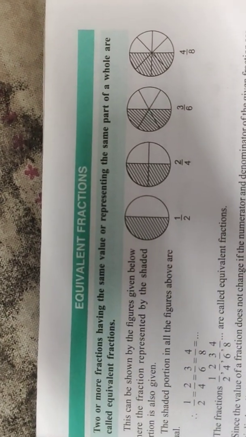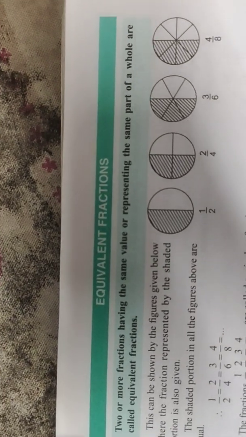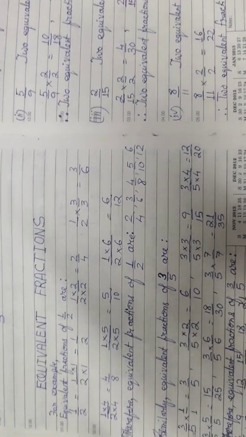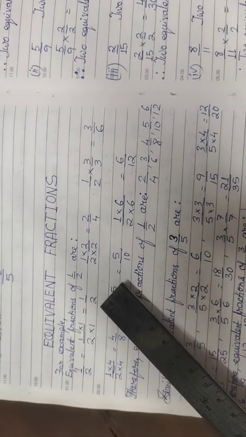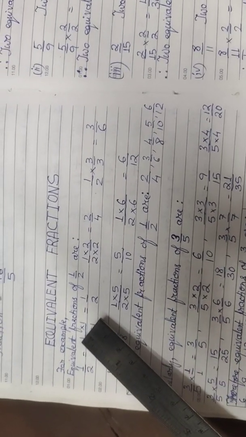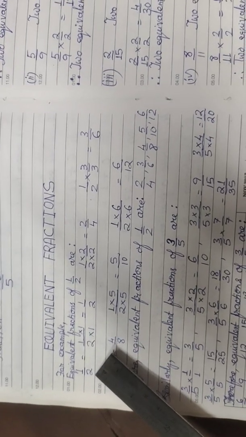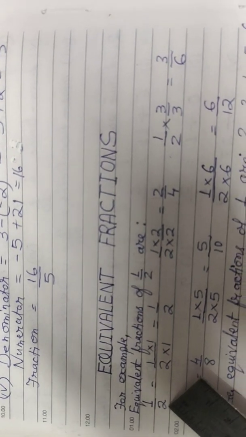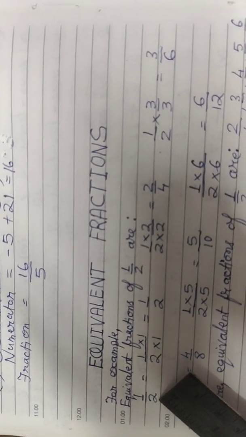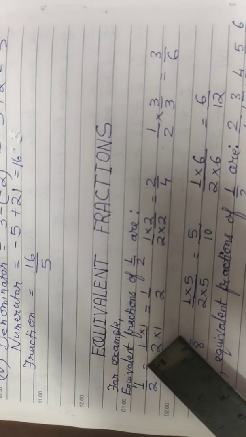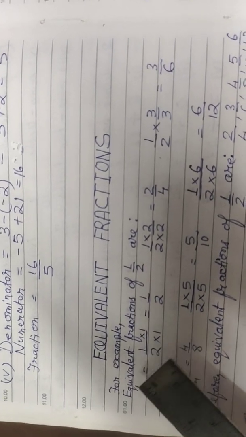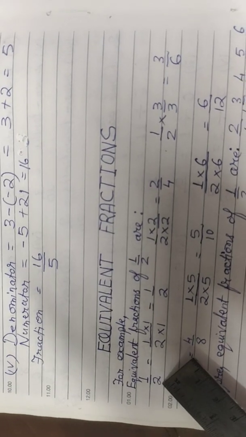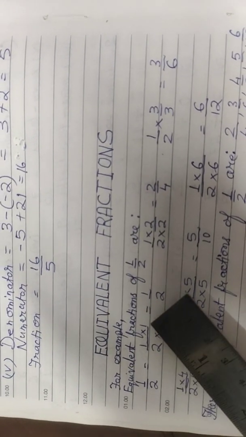Now let us learn how to make equivalent fractions from one particular fraction. I have here a few solved examples of equivalent fraction. Okay, check out. The first one is 1 by 2. I am creating some equivalent fractions of 1 by 2. So how do I do that? I will multiply the numerator as well as the denominator with the same factor.